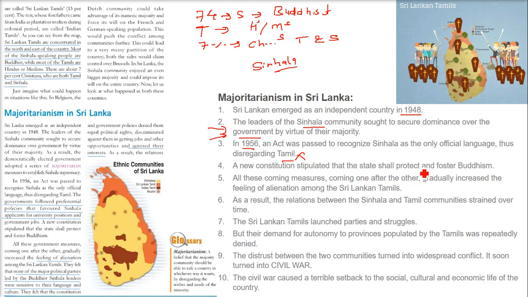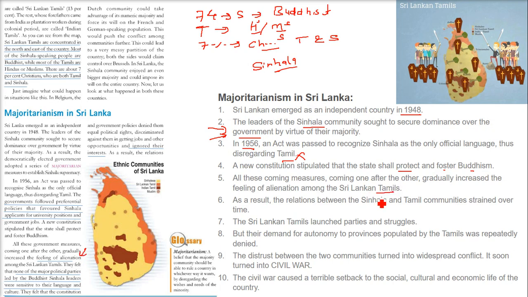And also they had in the constitution that they are going to protect and foster Buddhism. So what will happen to Hindus, Muslims and the Christians? So they started doing this thing. So there was a kind of alienation among the Sri Lankan Tamils. Now the government said that okay, the Sinhala will be favored as far as university positions are concerned, jobs are concerned, their culture is not being seen. So they had a feeling of alienation.